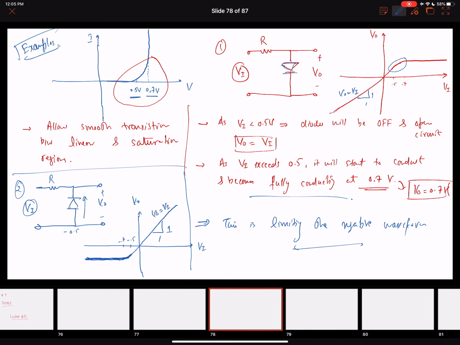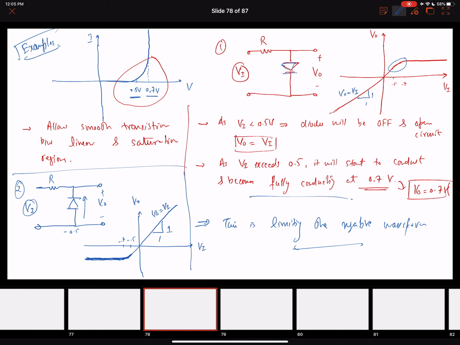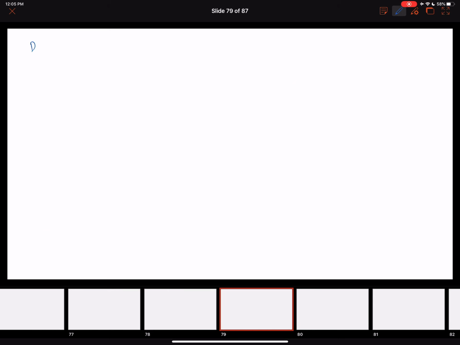Okay, so let's do one more example of a double limiter circuit. In a double limiter, let me make a resistor. We have this diode connected, and then we have another diode connected, plus minus V0, let's say D1, D2, with the input Vi. Now you can see that we have diode 1 and diode 2 connected.